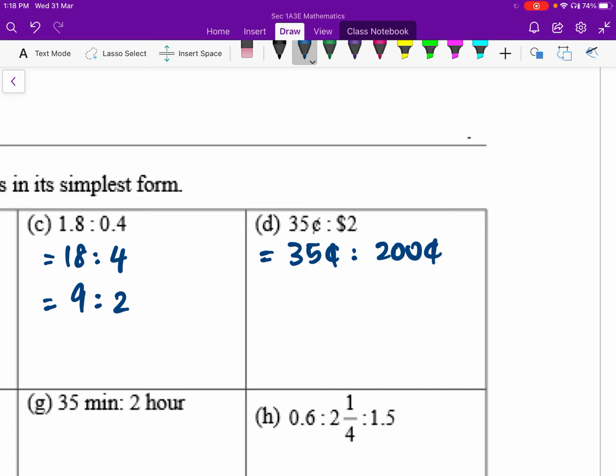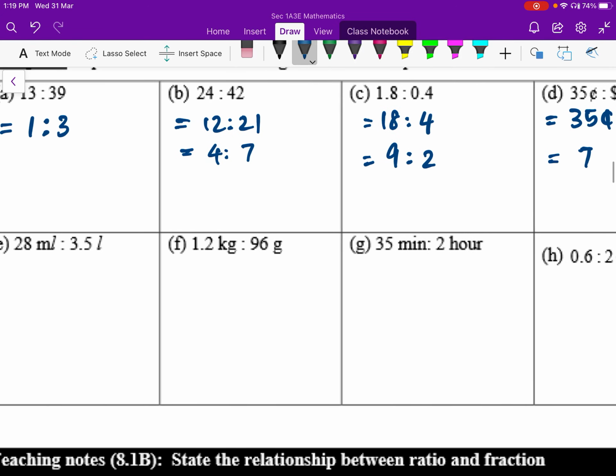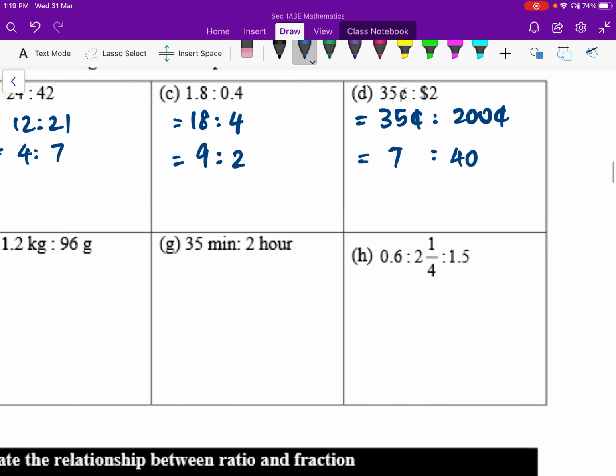Now that the units are the same, I can remove the units. And what do we have? Divide by 7, so we get 5. Divide by 5, you get 7 to 40. 7 to 40. Okay, I think you can do the rest.